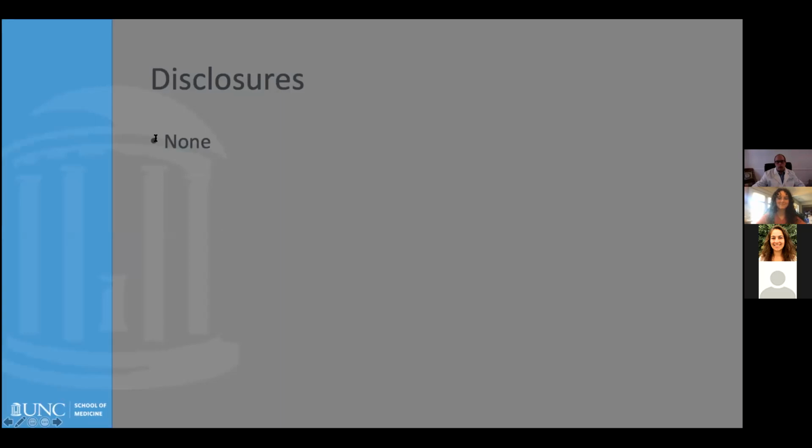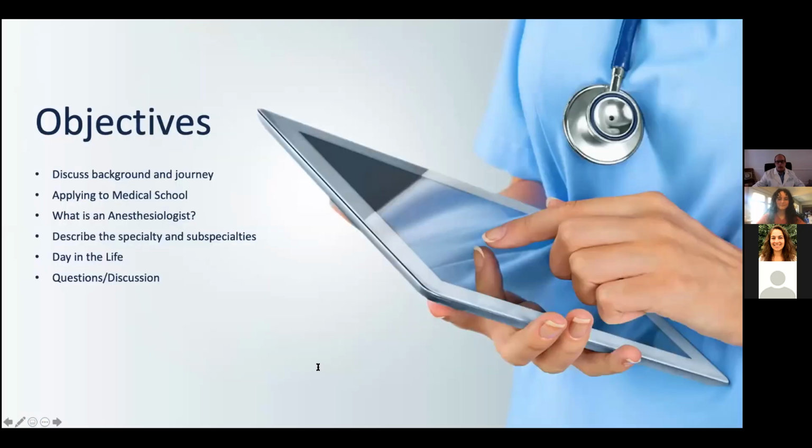I have no financial disclosures to talk about today. So the overall objectives, we're going to do it in probably about 30 minutes and then open it up to questions. I wanted to discuss my background and journey, go through applying to medical school, just a brief overview, as some of y'all may be doing that now or soon. Talk about what is an anesthesiologist. We'll describe the specialty and the subspecialties within it. Talk about a day in the life and some tools of the trade that I use, and then we'll open it up for questions and discussion.